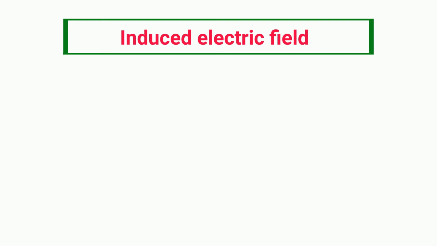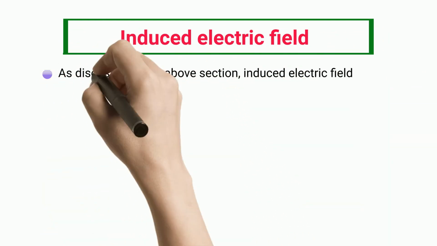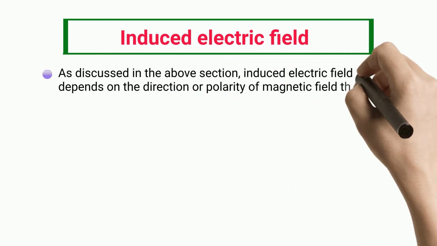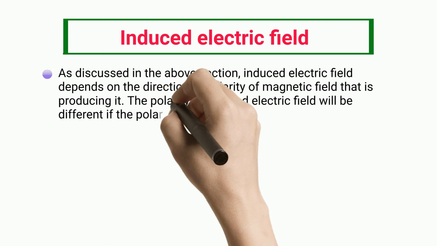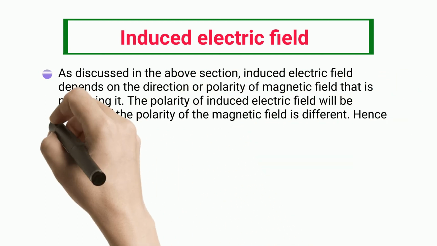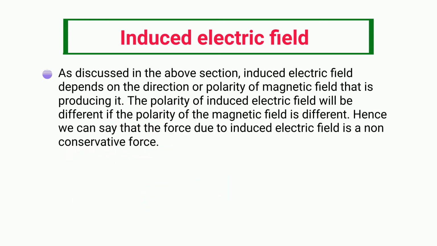Induced electric field. As discussed in the above section, the induced electric field depends on the direction or polarity of the magnetic field that is producing it. The polarity of the induced electric field will be different if the polarity of the magnetic field is different. Hence we can say that the force due to the induced electric field is a non-conservative force.